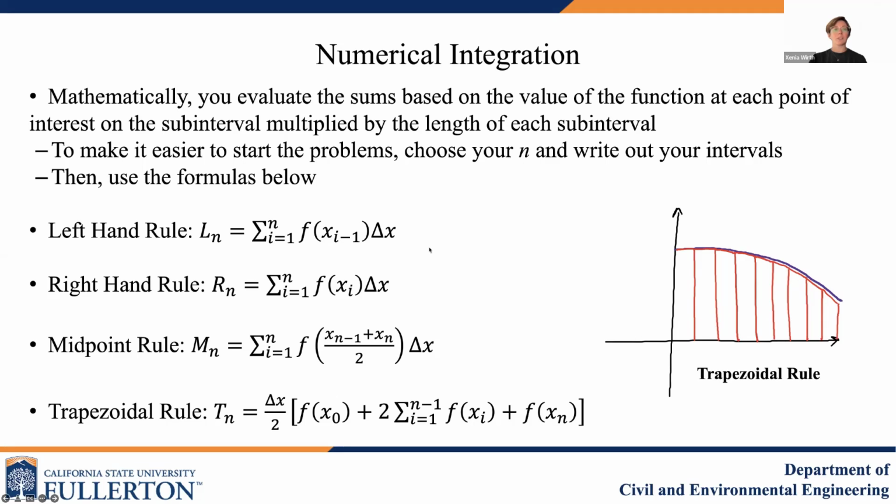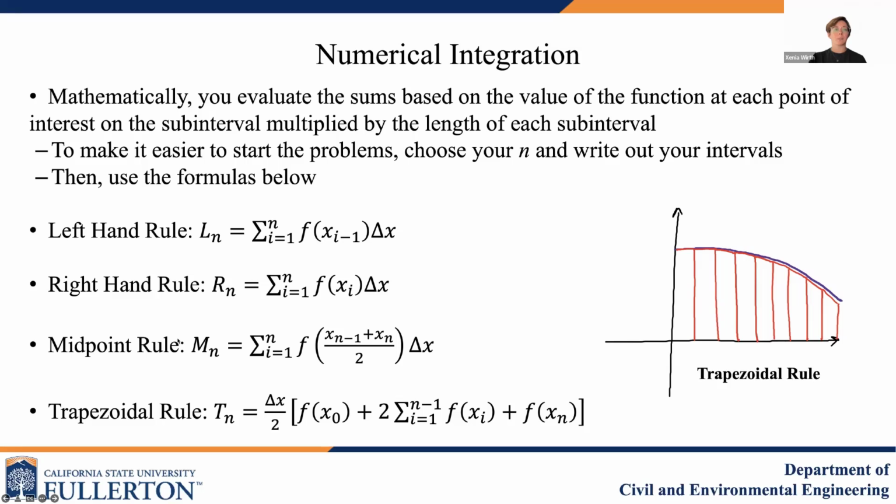Mathematically, you evaluate the sum of each of these rectangles using one of these formulas for the left-hand rule, the right-hand rule, and the midpoint rule. To make it easier to start the problems, choose your n value, or the number of rectangles or subintervals you want, and write out the actual intervals you have. So write out the actual x values that you're going to use in those intervals. Then you're going to use the formulas below.